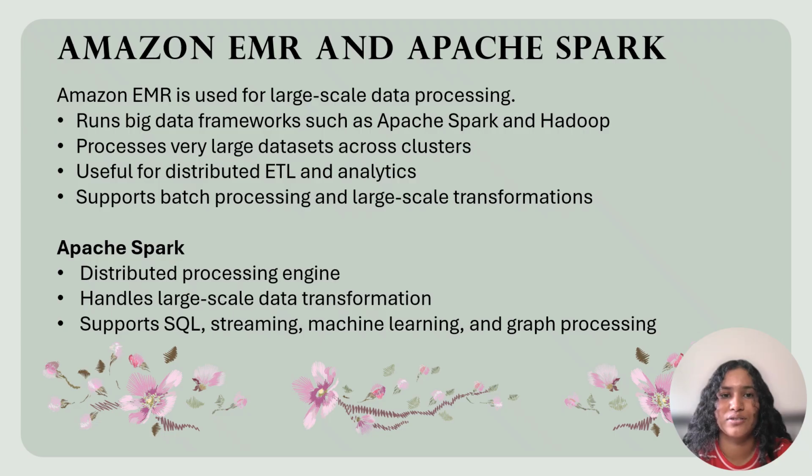Apache Spark is a distributed data processing engine that is commonly used with Amazon EMR. Spark excels at large-scale data transformation and analysis. It can clean data, perform complex calculations, and prepare datasets for machine learning much faster than traditional processing methods. Another major strength of Apache Spark is its versatility. It supports SQL queries, real-time data streaming, machine learning applications, and graph processing, making it a comprehensive platform for data analytics.